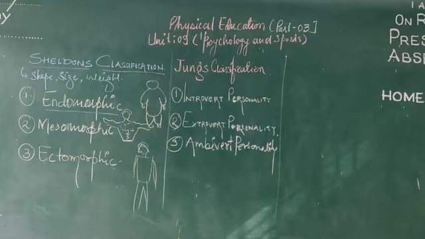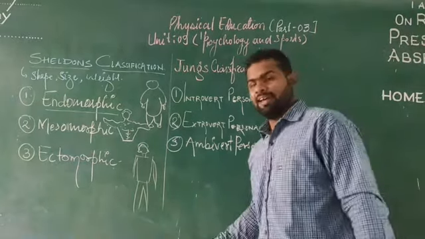Now we're going to learn the Big Five theory, which is based on the emotional dimension. Big Five theory, right? Let's learn that also.